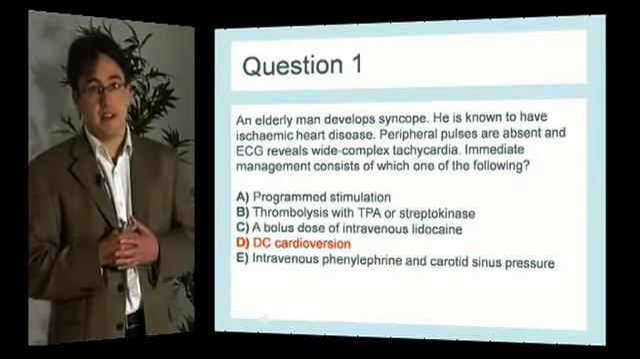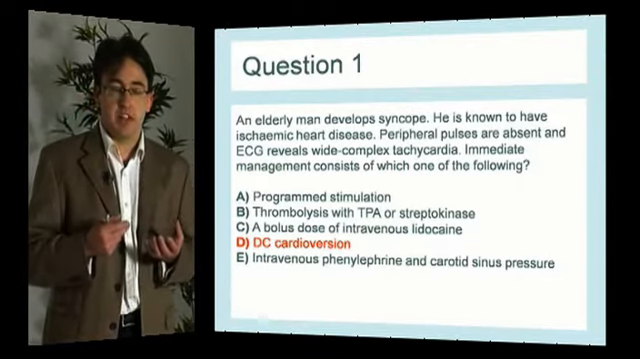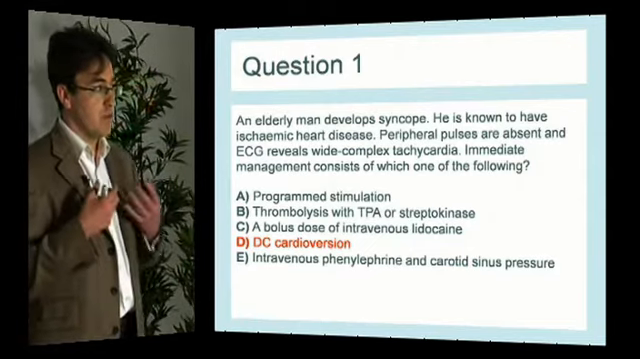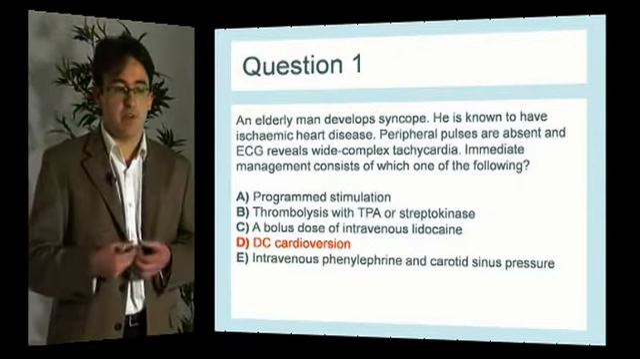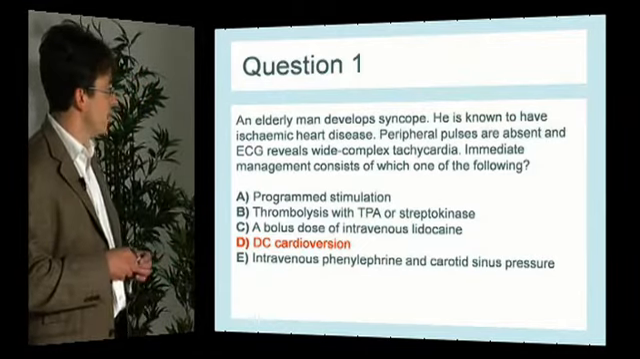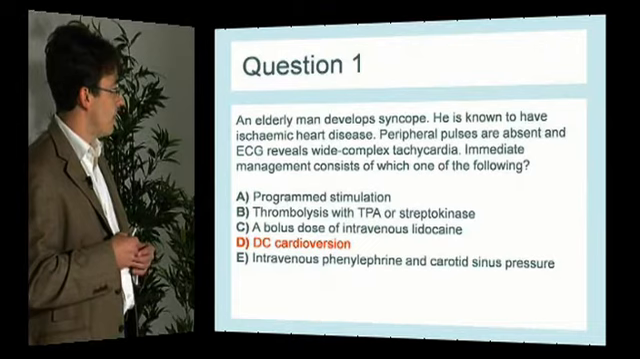The question hints that this may well be the result of underlying ischemia, and it may well be, but we can't really give any treatment, whether it's primary PCI or thrombolysis, until the patient is stable, and we need to get him back into sinus rhythm. So B really is an irrelevance here.